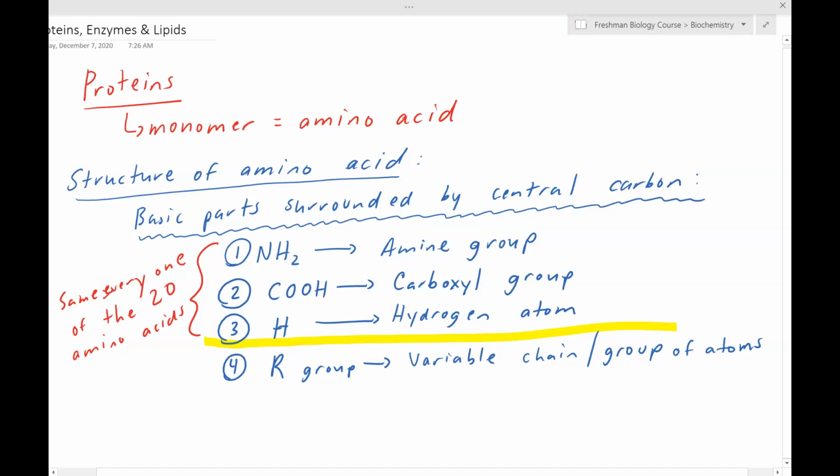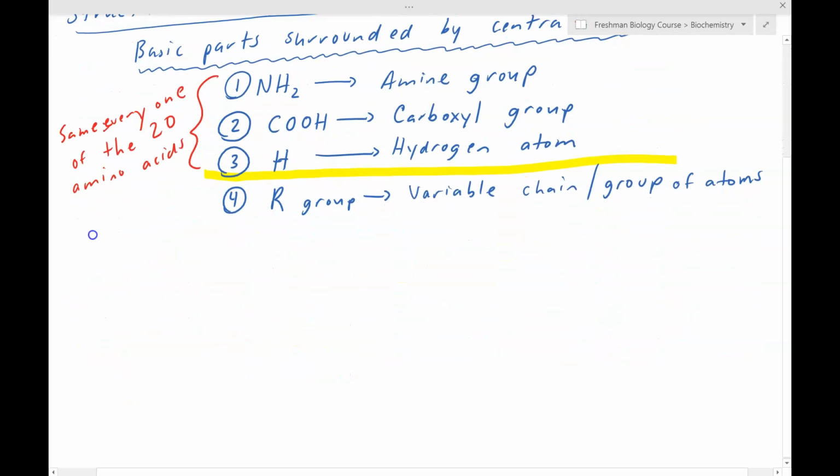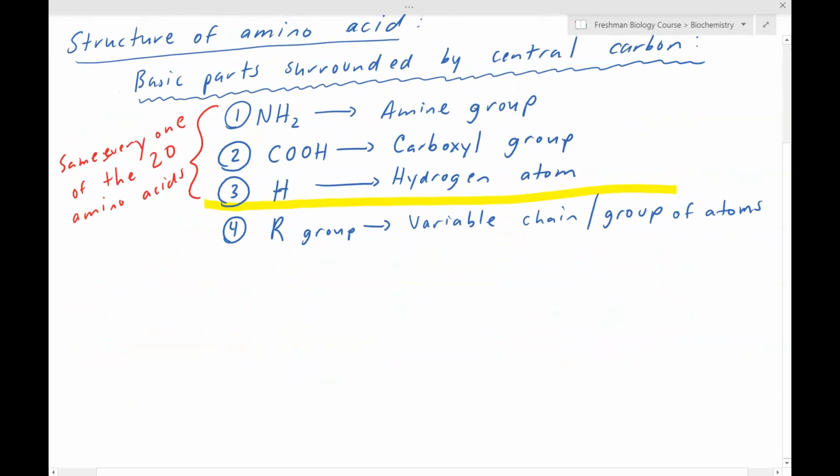So every single amino acid is going to have that exact NH2 on the side, the amine group, the carboxyl group on the right side, and a lone hydrogen atom at the top. What makes the 20 different amino acids, and there are exactly 20 in nature, the difference between them is this variable chain or group of atoms on the bottom of an amino acid. So make sure you have these four parts down for the structure of the amino acid.